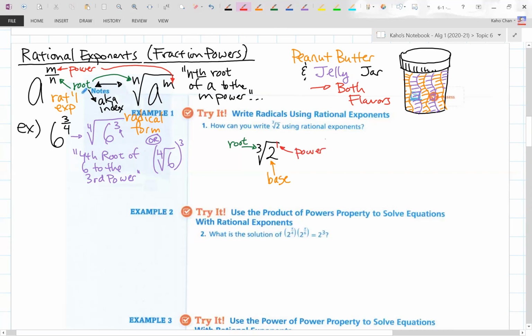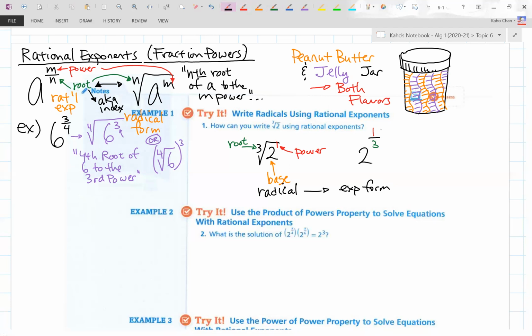And now we just have to convert it into rational exponent form, because right now it's in radical form. We're just going from radical to exponential form, or fraction form. And all I have to do is write this down. 2 to the fraction 1/3 power. And that's it. Yay. That's your answer.